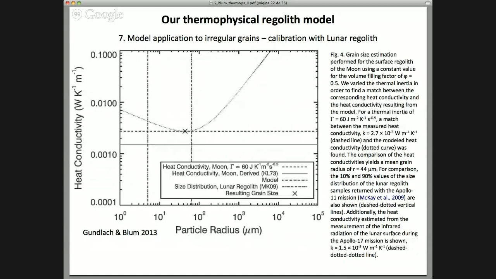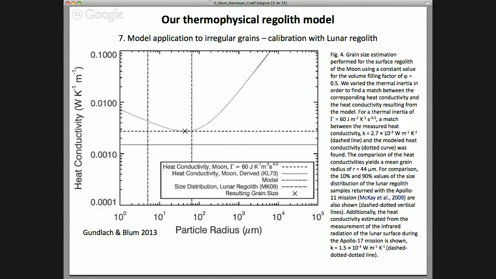And then we match these curves with the predicted heat conductivities of the lunar regolith. Actually, the gamma value, the thermal inertia, given in the papers from the 70s was 48 in a given unit. We couldn't match 48, as I'll show you on the next plot, but with 60 we could find a very nice match. So 60 instead of 48 might be fine. The X is where our model fits the heat conductivity measured independently, and that gives us a grain size.